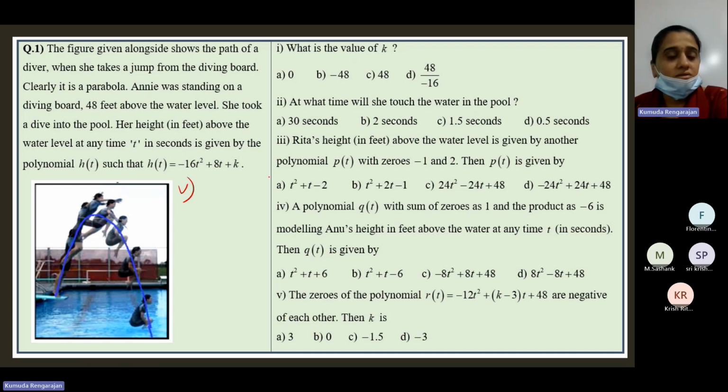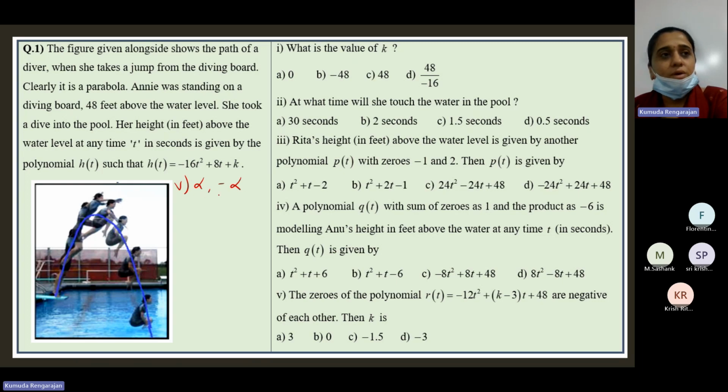One is a negative of the other. So if one is alpha, the other one is minus alpha. Let the zeros be alpha and minus alpha, because it's given that the zeros of the polynomial are negatives of each other. So if one zero is alpha, the other one is minus alpha.